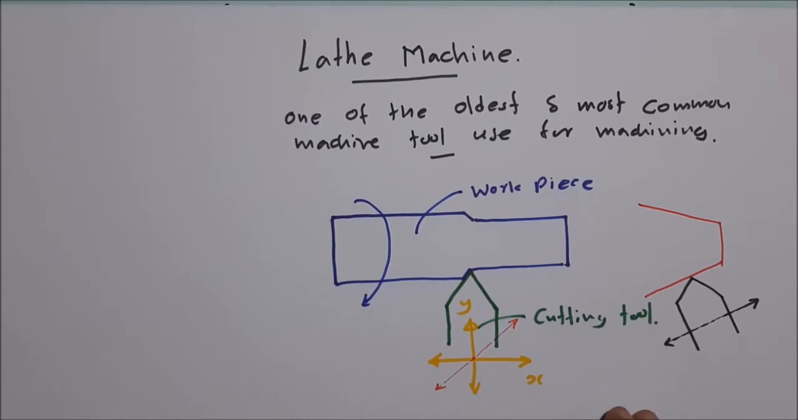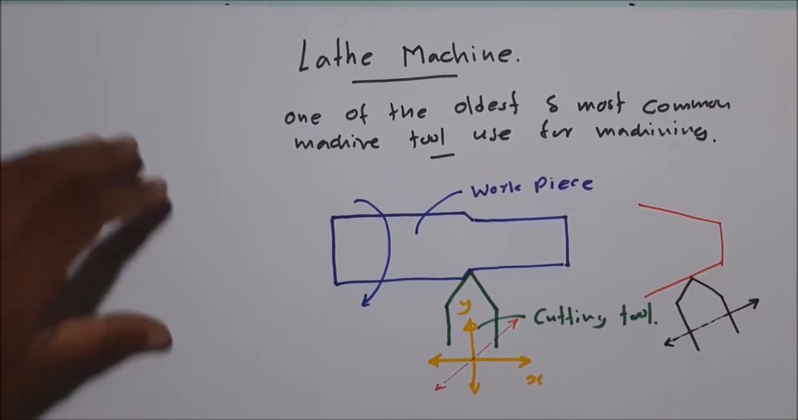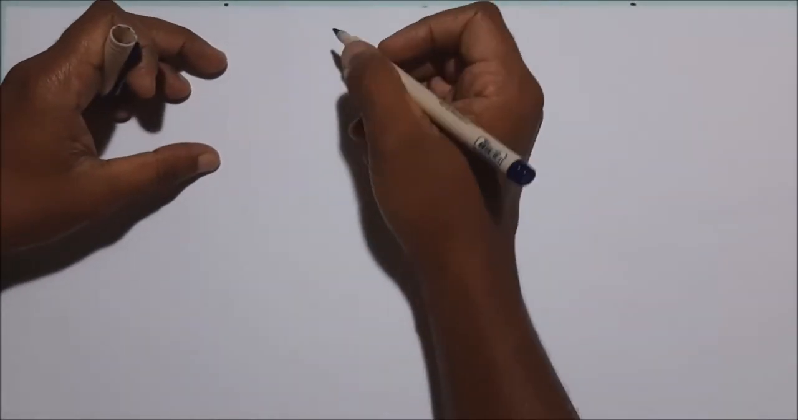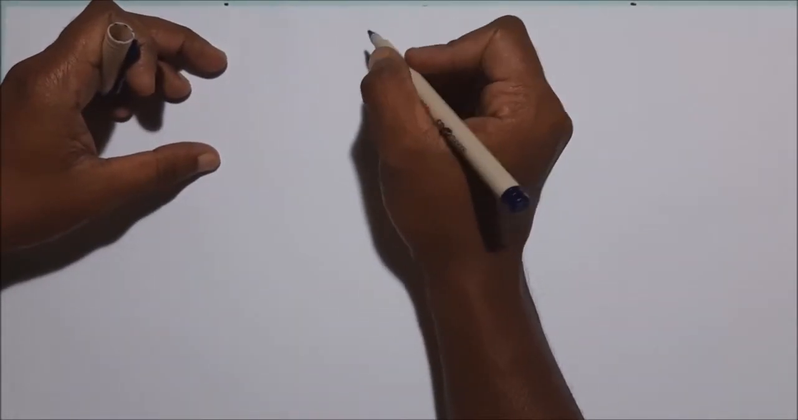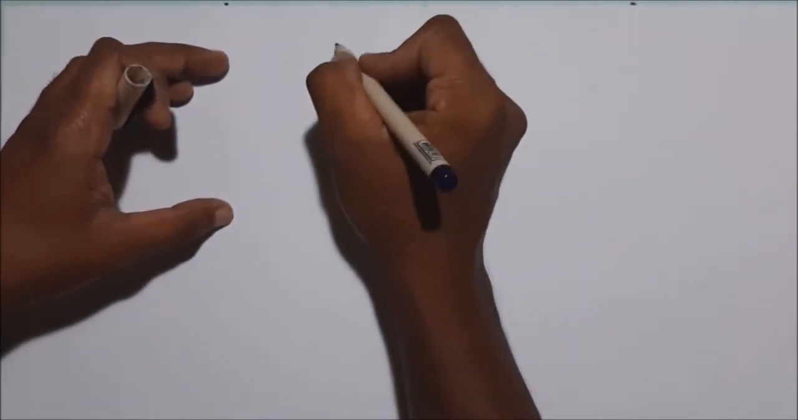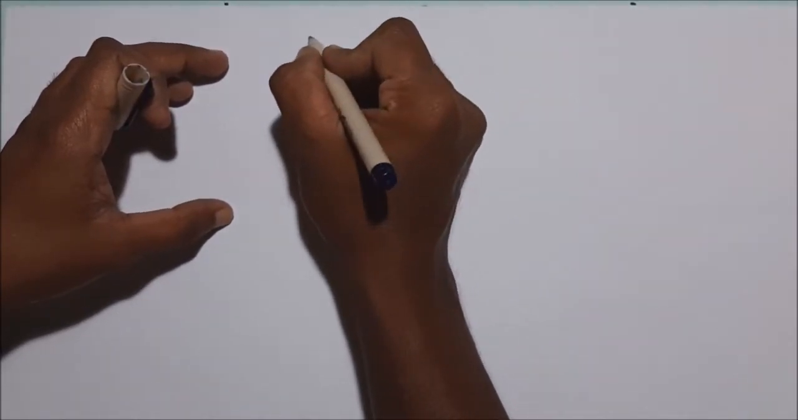Then we are going to discuss the classification of lathe machines. According to the design, usage and construction, we can divide lathe machines into 7 categories. So let's see this classification.